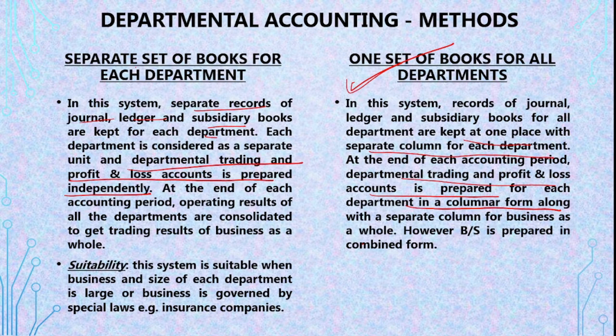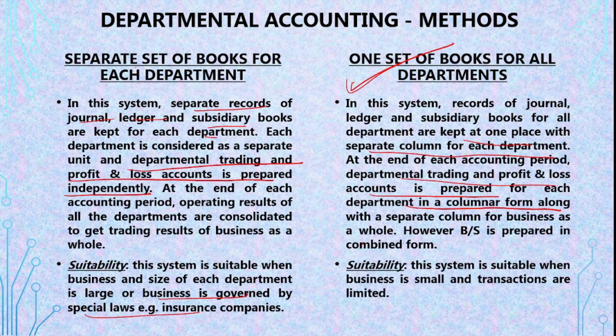Now this separate set is suitable when the business and the size of each department is very large and the business is governed by special laws. Like you have 2 or 3 different departments, and for different departments different laws are there. Then you cannot combine the two. You need to keep separate records. So this will be followed in this case, whereas one set is followed when business is small and transactions are limited. So I hope the different types of accounting is clear.